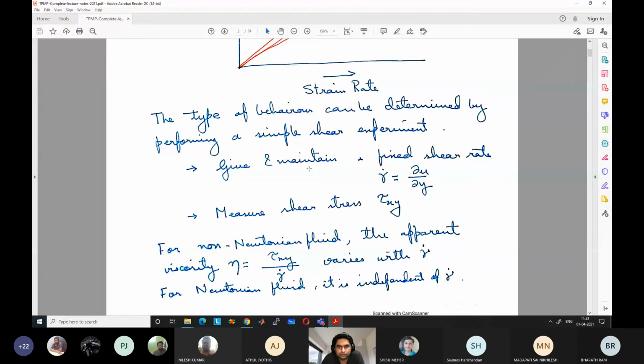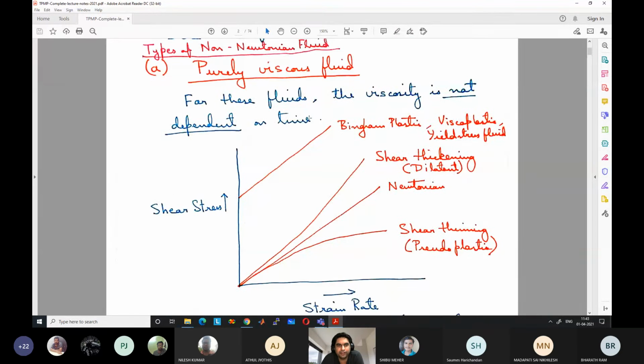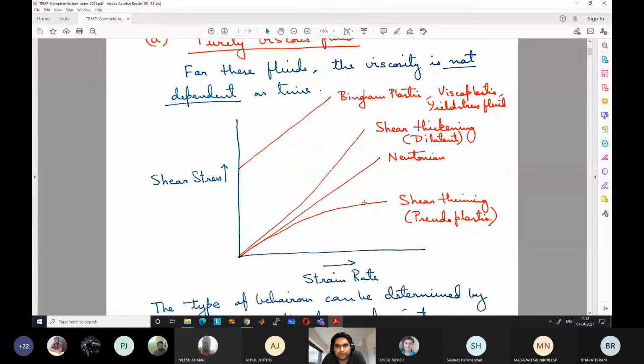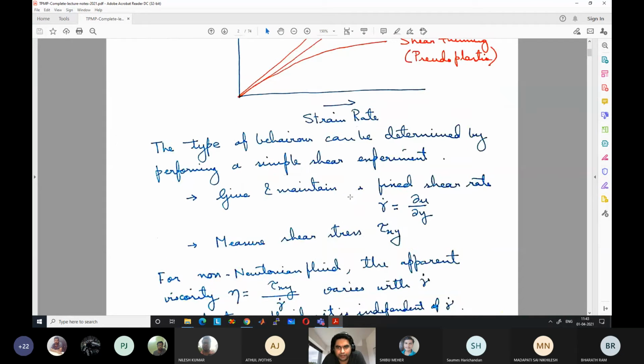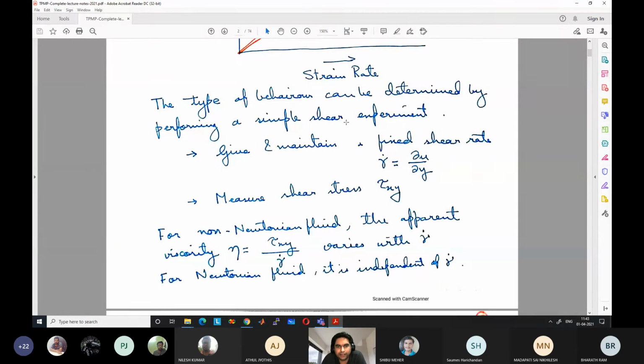All this type of behavior, purely viscous, is time independent behavior. There is no mention of time anywhere. It is all dependent on stress and strain. So if you change something like stress or strain, immediately the other thing will change. Okay, so these are known as purely viscous fluids, and they can be represented or studied by performing a simple shear experiment. So what is the experiment? The experiment is the same experiment that I was explaining here.